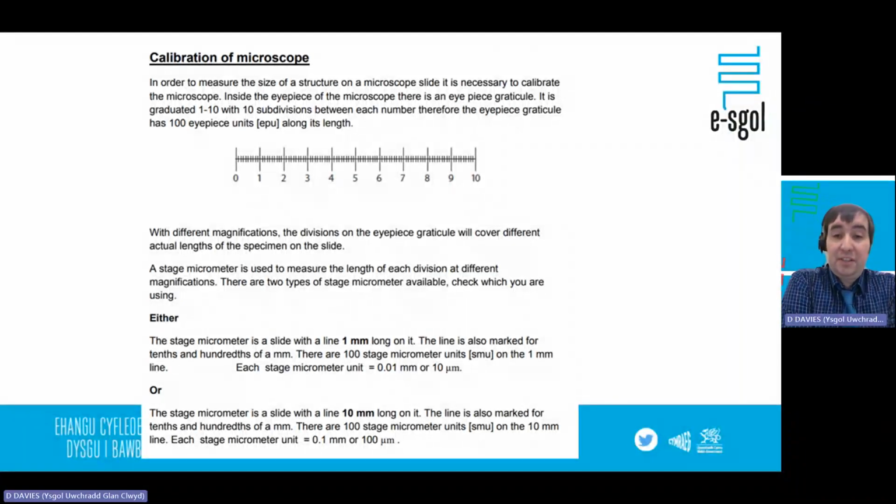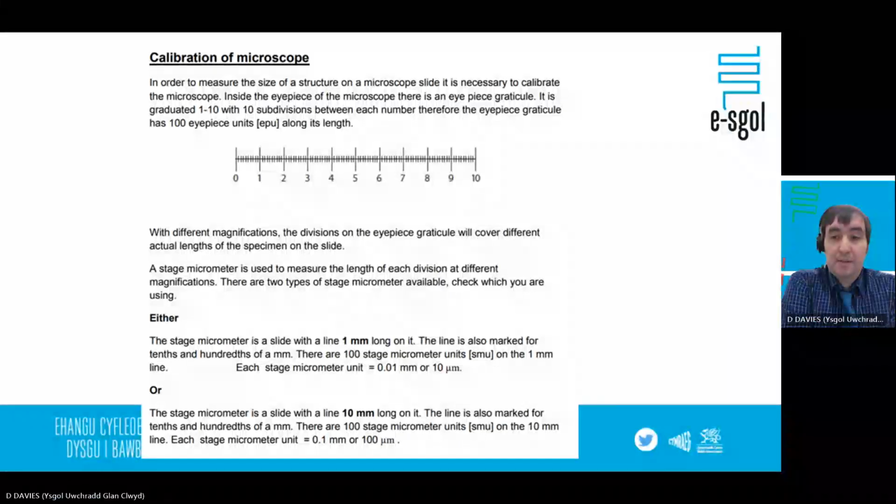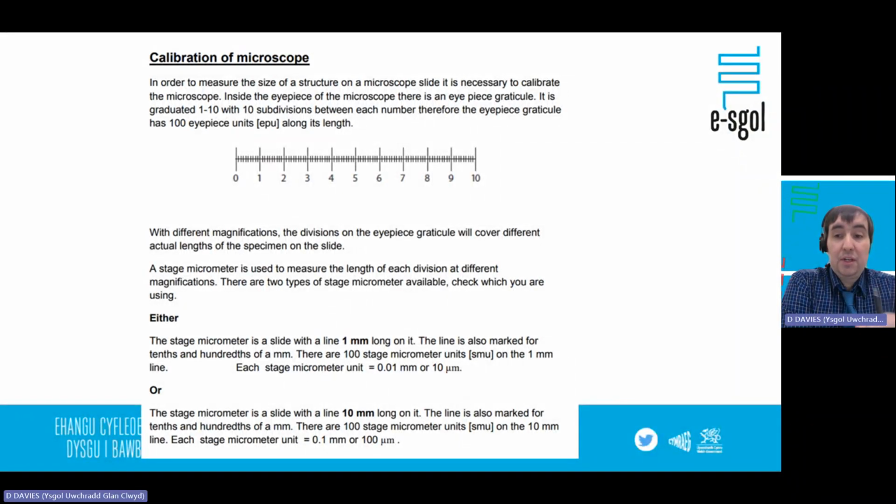With different magnifications, the divisions on the eyepiece graticule will cover different real lengths of the specimen. Remember, the image is magnified. The objective lens will magnify the image, and then the eyepiece lens will magnify the image as well. Those different objective lenses will magnify the image different amounts, so by the time you get to the eyepiece lens, those divisions are worth different actual lengths, because the lens magnifies the image different amounts.